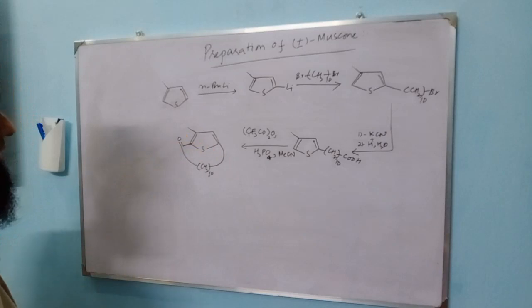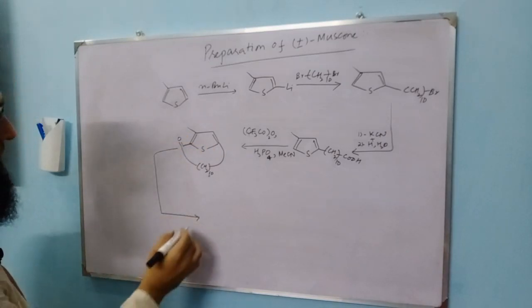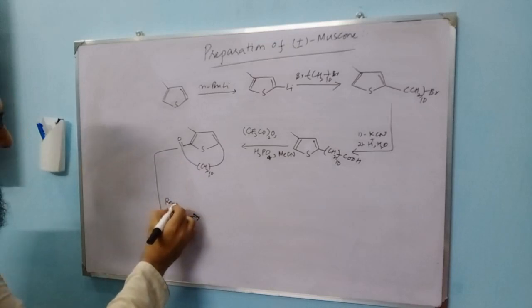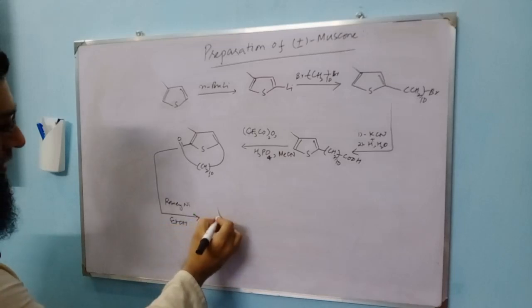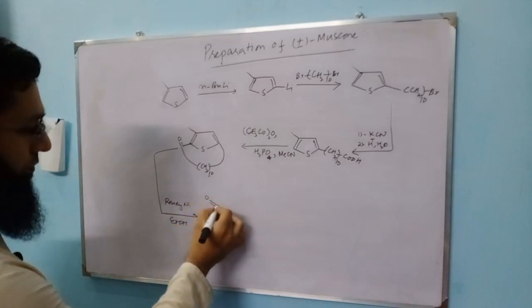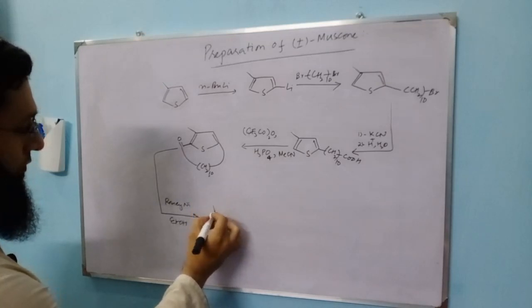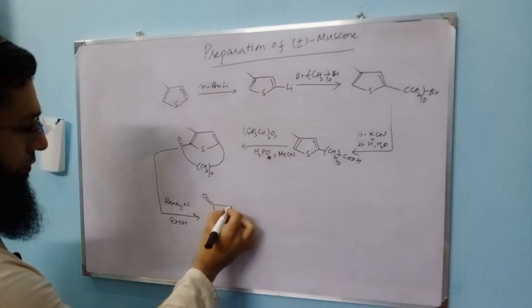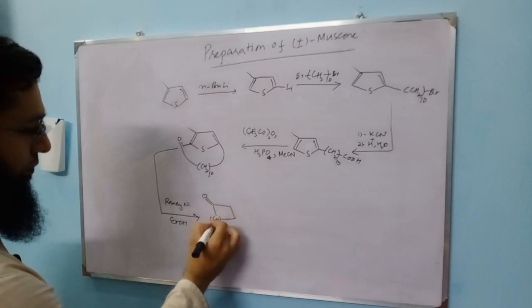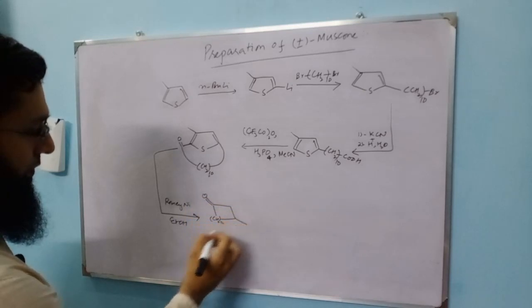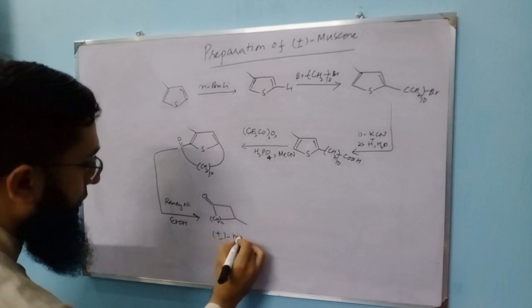This intramolecular acylation reaction, and in the end it is treated with Raney nickel and ethanol, and we get this one, which is (±)-muscone.